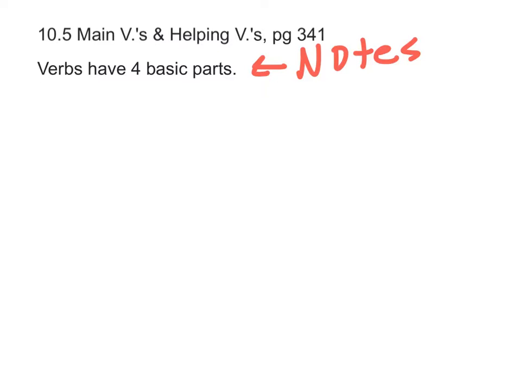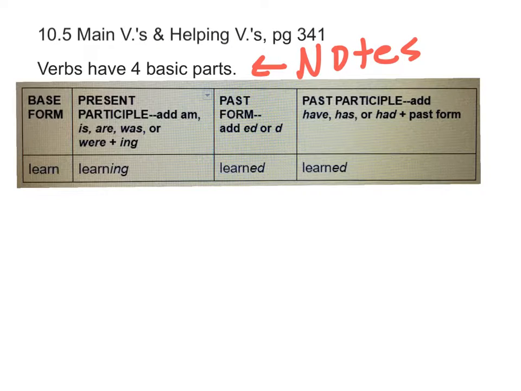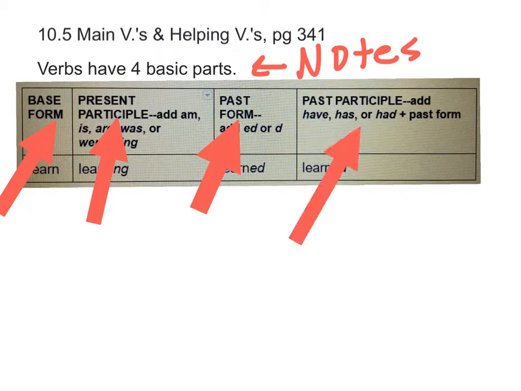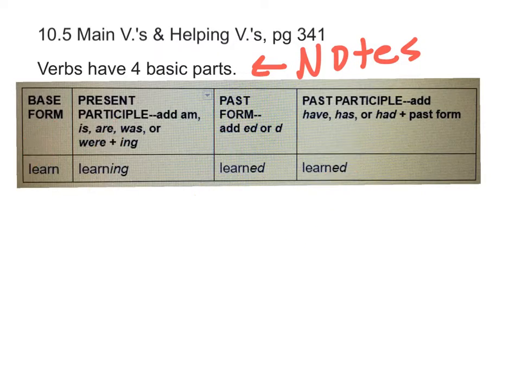Let's begin. Verbs have four basic parts. Here in the chart, you can see that there is a base form, present participle, past form, past participle. And each is a little different depending on the helping or auxiliary verb used and the ending. We'll come back to the chart later.